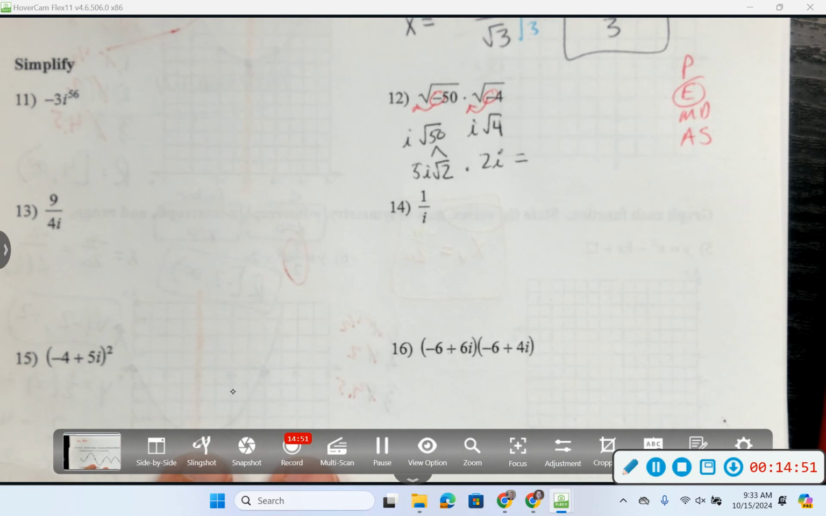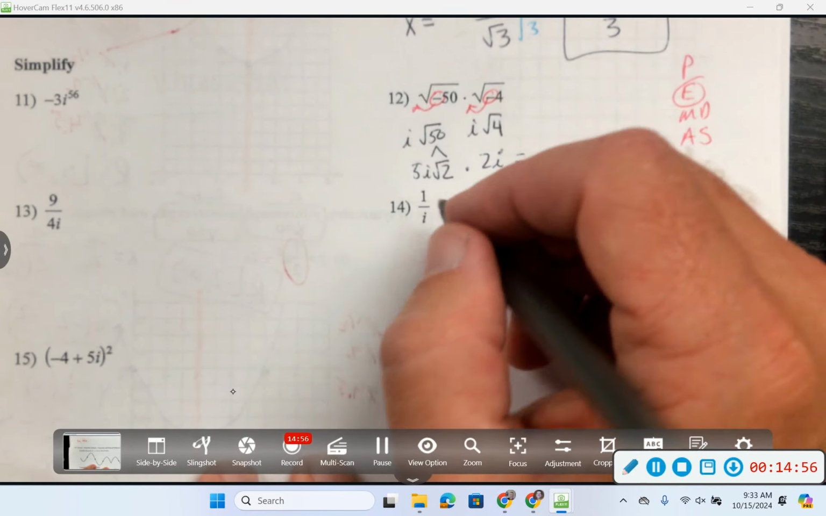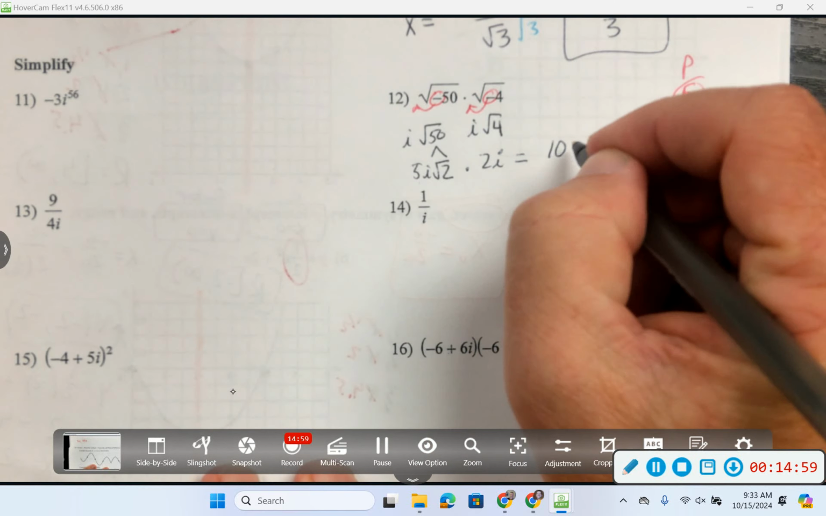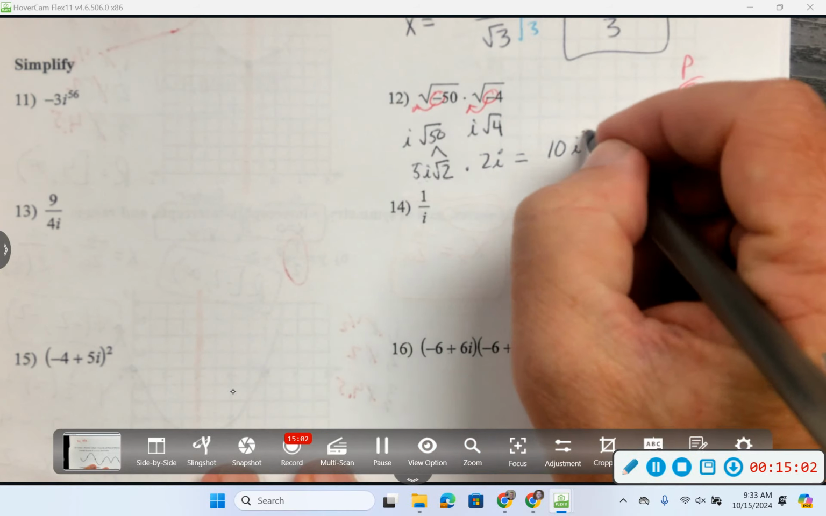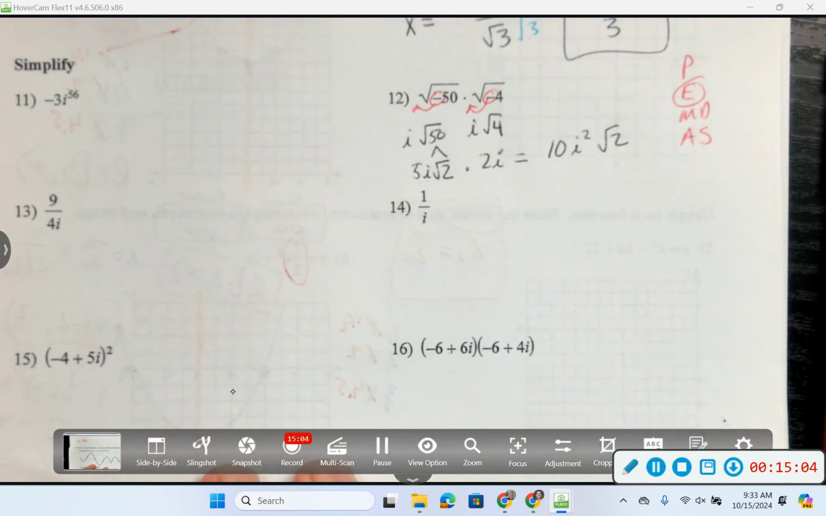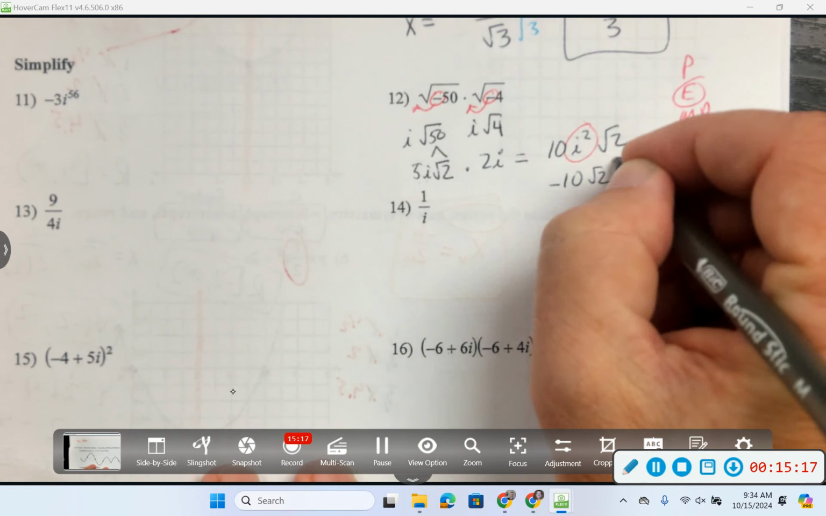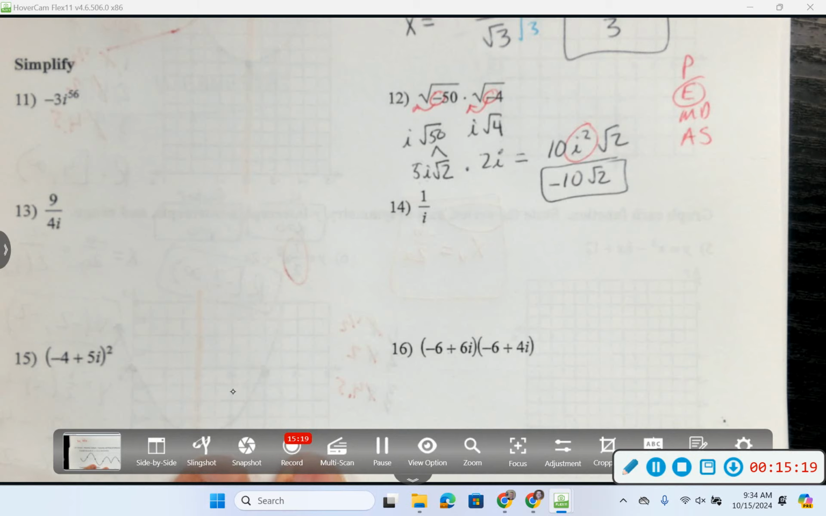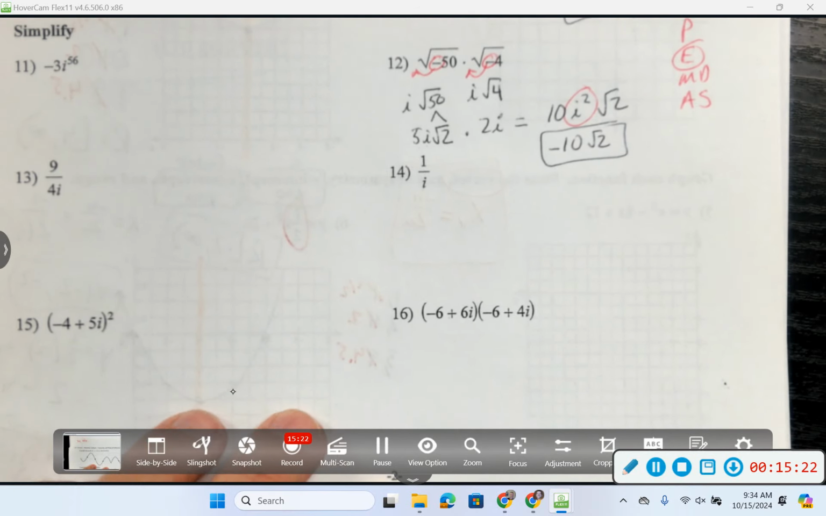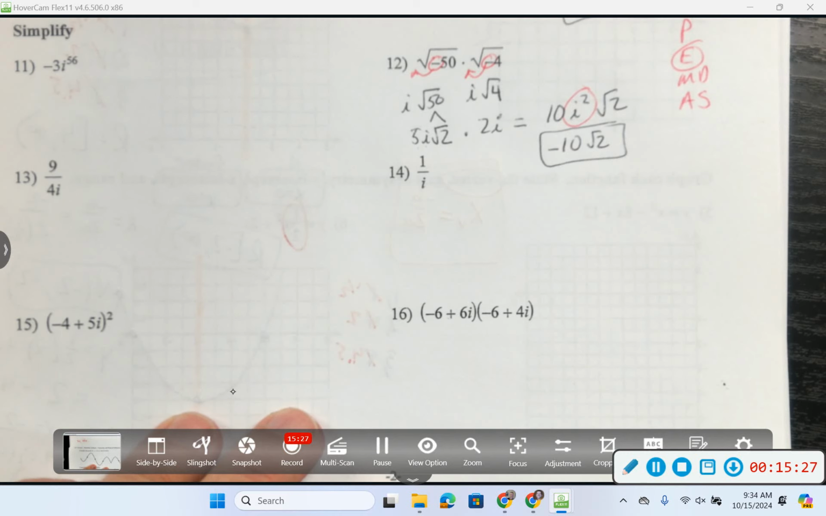Yeah, that's another example of no little step of this problem being hard, there's just a whole bunch of little steps. 5 times 2 is 10. i times i is i squared. Root 2. That's still not an acceptable final answer. What's left to change? That i squared is negative 1, so negative 10 root 2. Again, I don't think it's difficult, but man, that felt like 6 or 8 little steps in there.